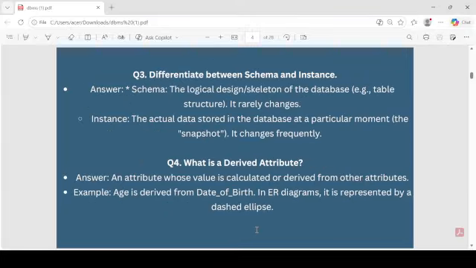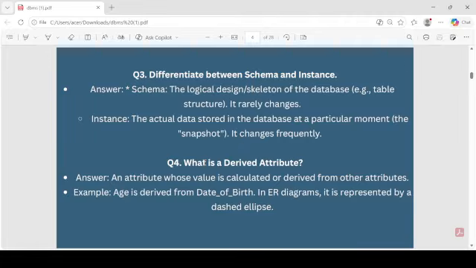The third question will be: differentiate between schema and instance. So schema will be the logical design or skeleton of the database, for example table or structure. It rarely changes, and instance is the actual data stored in the database at a particular moment, or the snapshot, right? So it changes frequently.